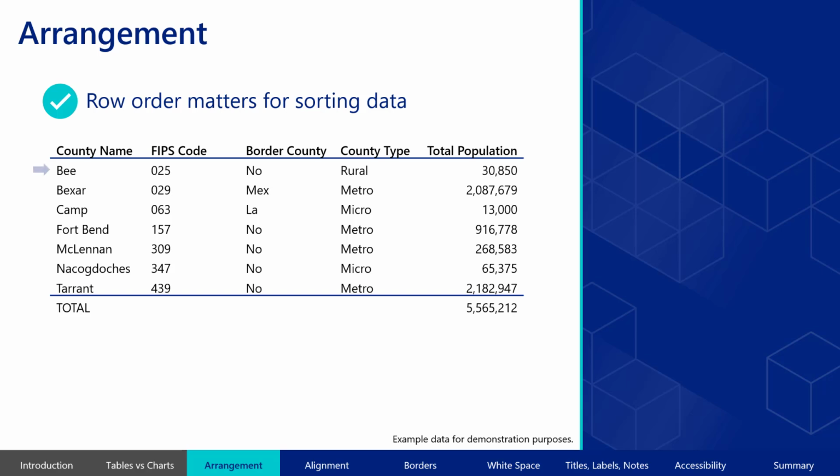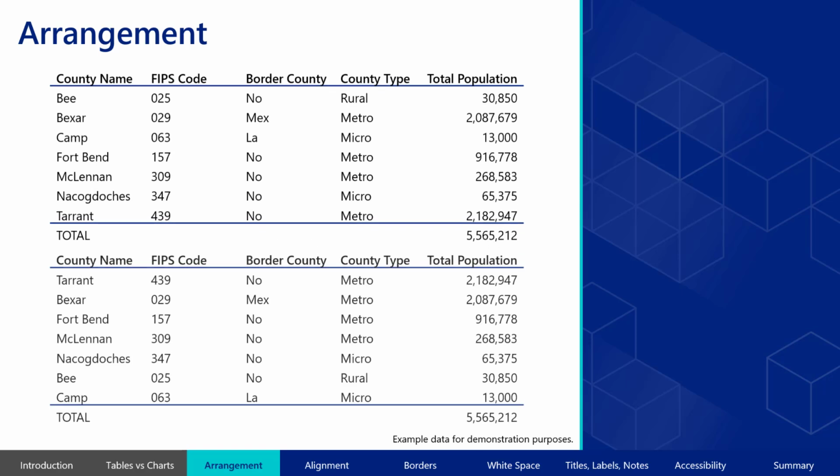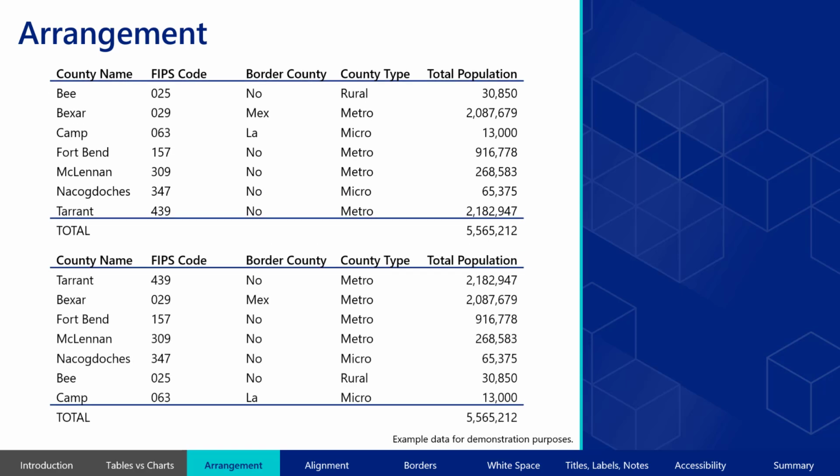For example, your audience may need to know something about a specific county. Presenting the information sorted by county name allows the audience to locate that specific county quickly. In another case, your audience may be interested in the most populous counties. Presenting the data sorted by total population allows the audience to see that information at a glance.